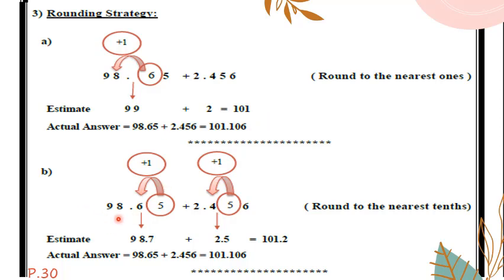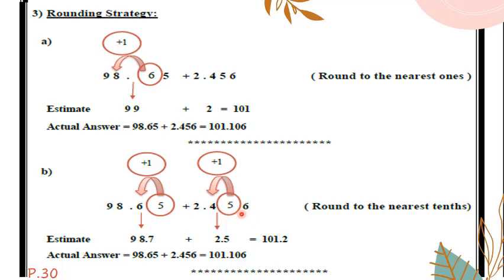In number B, I have the same two numbers, 98.65 plus 2.456, but this time I want to make rounding to the nearest tenths. So I'm going to underline here the tenths and look to the right side. Beside 6 here is 5, so I see 5 is one of the strong numbers, so 5 or more get one more. So I will make 6 plus 1, it will be 7, so 98.7 plus what?